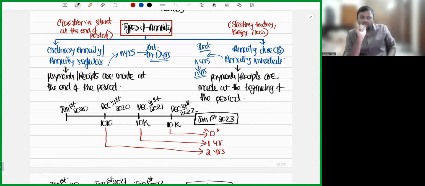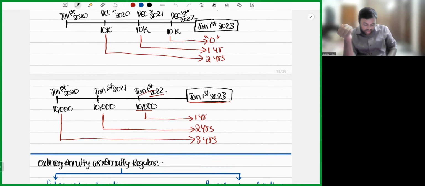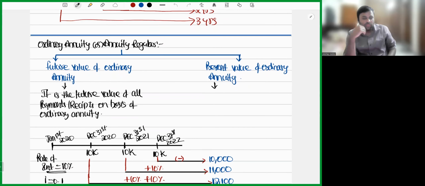Now, how will you identify it in the question? If the question is silent or says at the end of the period, then it is ordinary annuity. If the question says starting today or beginning now, in that case you will say annuity due. Next, after that, we started with ordinary annuity future value.